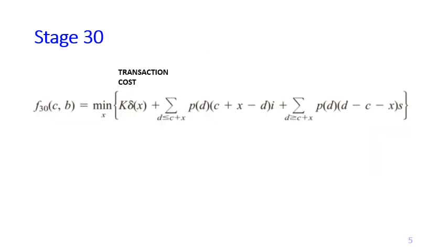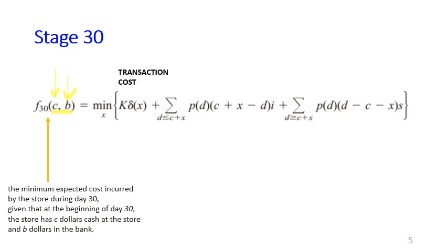So here's the formulation at the very last stage, on day 30. We have F30 and we have two states here: the cash we have on hand at the beginning of the day and the cash that we have in the bank.